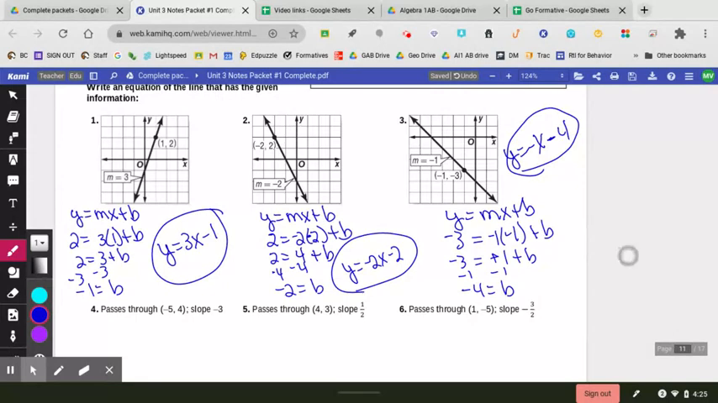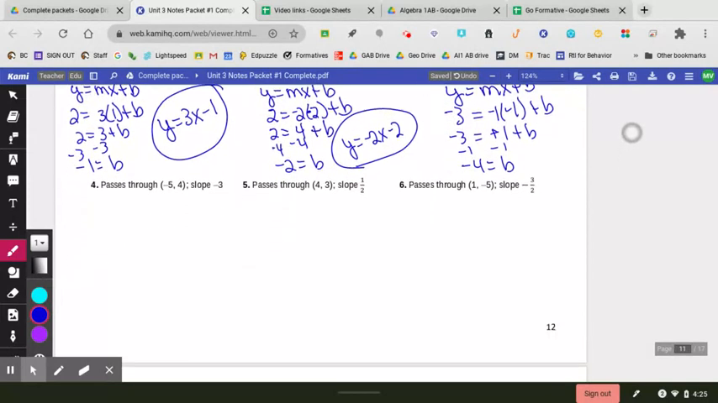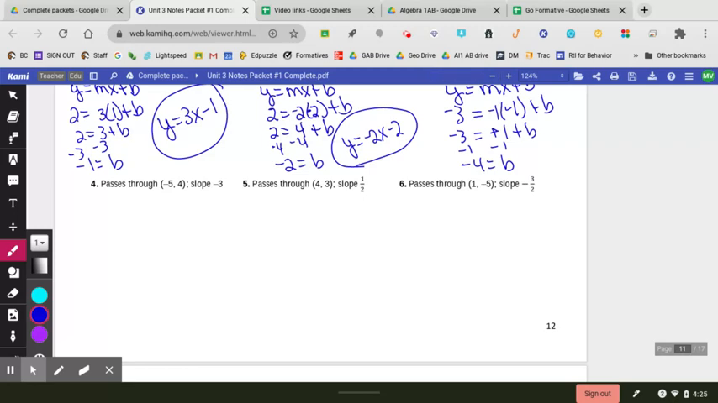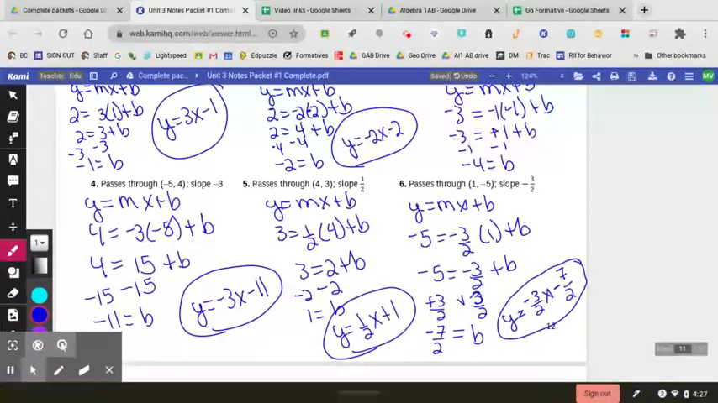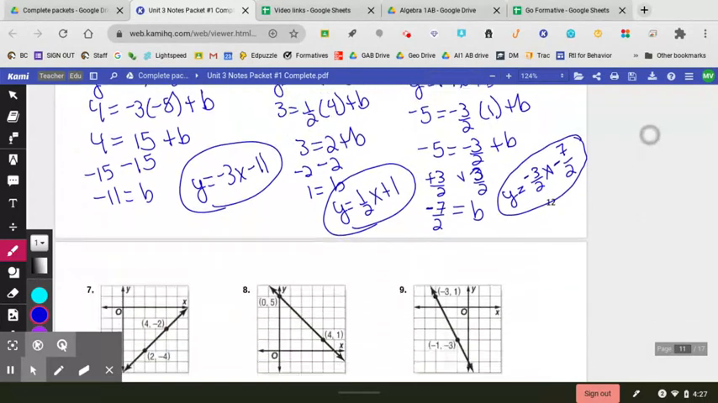So now we're going to do some more where we're given a point and a slope, and I want you to write the equations of these. So again, using our example from before, I want you to pause and give these a try. Okay, so I paused and I showed all my work. So number 4 is y equals -3x minus 11. 5 is y equals 1/2 x plus 1. And 6 is y equals -3/2 x minus 7/2. Again, if you have any questions on any of these, please note it and bring it to class, or you can ask at the end of the Edpuzzle.